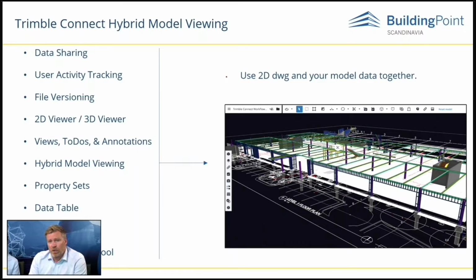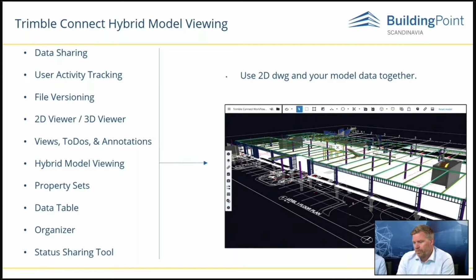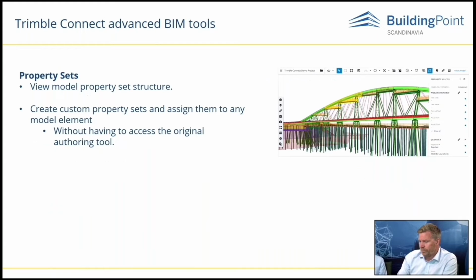There's also a possibility to see both the 2D and 3D model at the same time, which gives some benefits and a better overview. And when it comes to the more advanced BIM tools, we're going to take a deeper look into property sets. It's a way to do a first analysis of your BIM model and see how the project looks. We're also going to create some custom property sets and look at why it's a benefit to use them on a model.